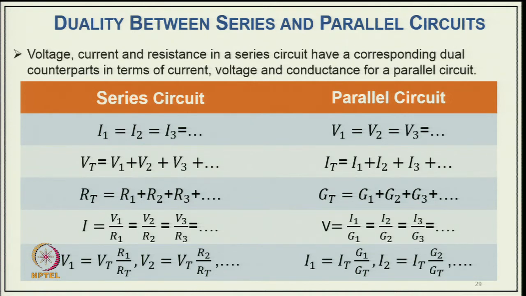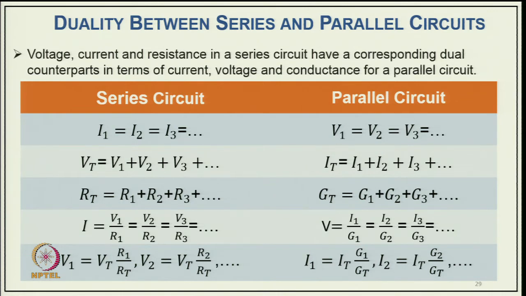It means the current flowing through all the elements will be I1 equal to I2 equal to I3, all currents are the same, but the total voltage is divided across all the resistances. So it is V1 plus V2 plus V3 up to Vn, and resistances also directly get added: Rt equal to R1 plus R2 plus R3, and the current will be the same. So, V1 upon R1, or V2 upon R2, V3 upon R3, and the voltage across R1, V1, will be Vt divided by Rt, that is the current, multiplied by R1, V2 equal to Vt divided by Rt into R2. So, that is the voltage across different elements in a series circuit.